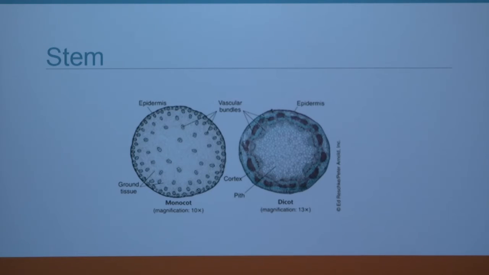Then as we go into the plant, we've got the vascular bundles. Going into it a little bit further, there's actually a ring in between on the dicots, the cambium. That's where all the new cells grow from, and I'll explain a little bit about that in a second. And then we've got the pith.